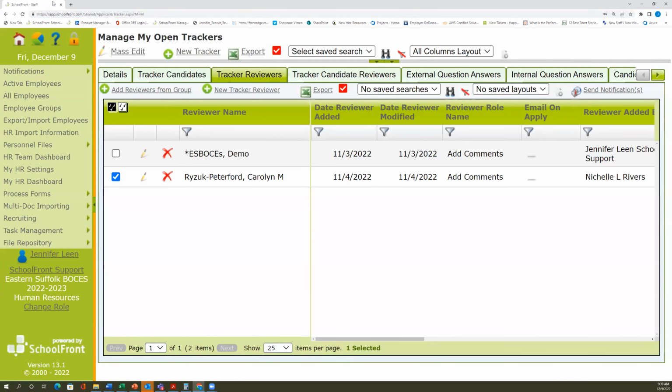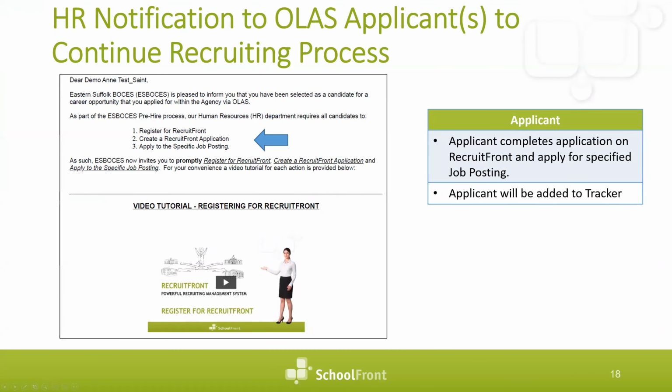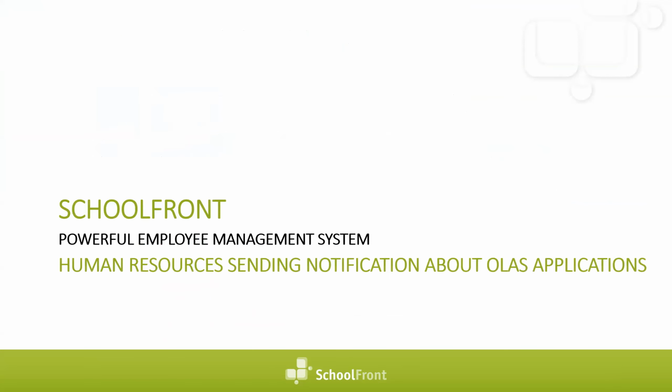So I'll review that once more. Let me review it via the PowerPoint. What we discussed, the responsibility for the department is to create that vacancy request form. The vacancy request form gets approved. The job posting goes into Recruit Front, and it also goes into OLAS. Then you wait. You wait to receive an email from Carolyn. If she has people that applied on OLAS, she'll send you in a PDF in an email all the applications for the people that applied.